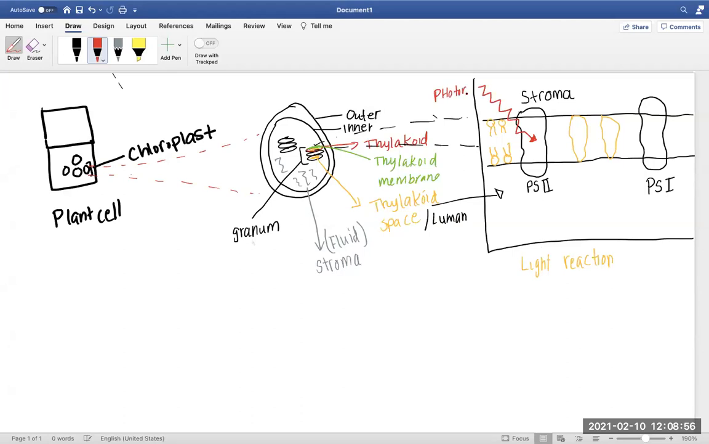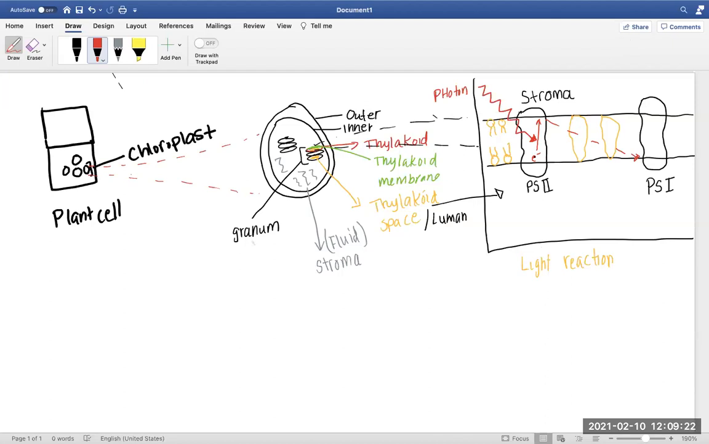It's going to come down. It's going to excite the electron. So this electron gets excited and it goes through photosystem 2 and it moves down the electron transport chain, from maybe this channel to this channel to this channel. And as it gets excited, I want you to write this down. I'm not going to be able to type this much.